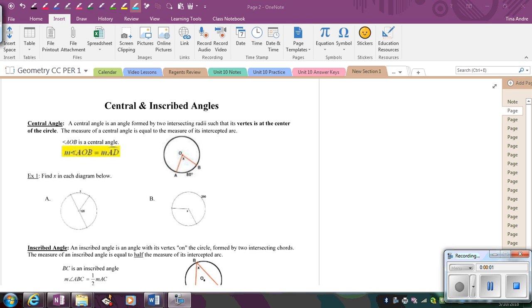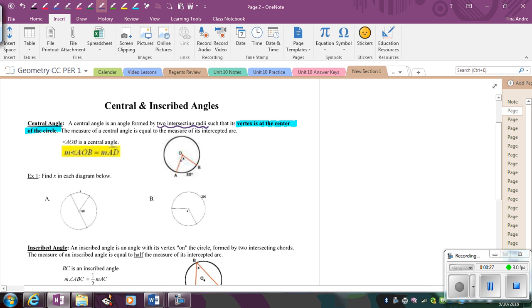In this lesson, we're going to learn about two types of angles: central angles and inscribed angles in circles. The first type of angle is a central angle, and central angles are formed by two intersecting radii, and their vertex is located on the center. So that's where central angles get their name, because the vertex is located on the center. And like I said, they're formed by two intersecting radii.